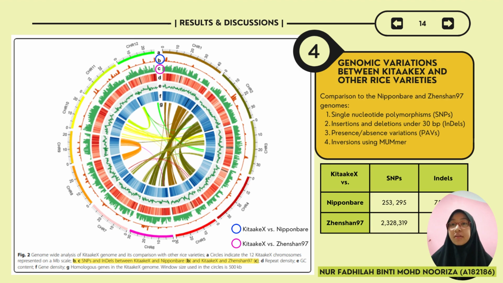As we can see in figure 2b that is circled in blue, the genomic variations between KITAAKEX and Nipponbare are highly concentrated in some genomic regions, but in figure 2c that is circled in pink, the variations between KITAAKEX and Zhenshan 97 are spread evenly through the genome.